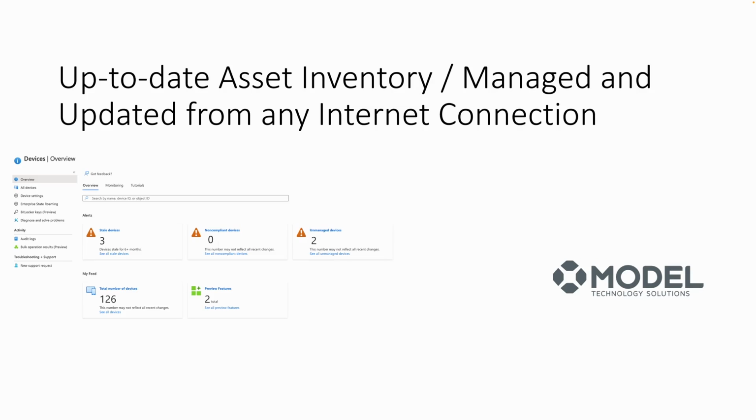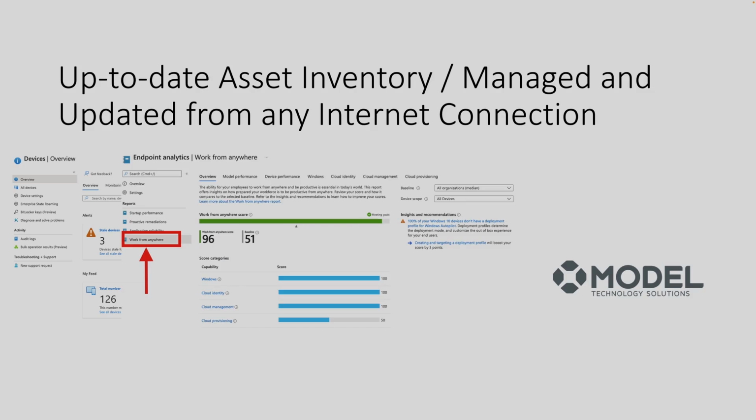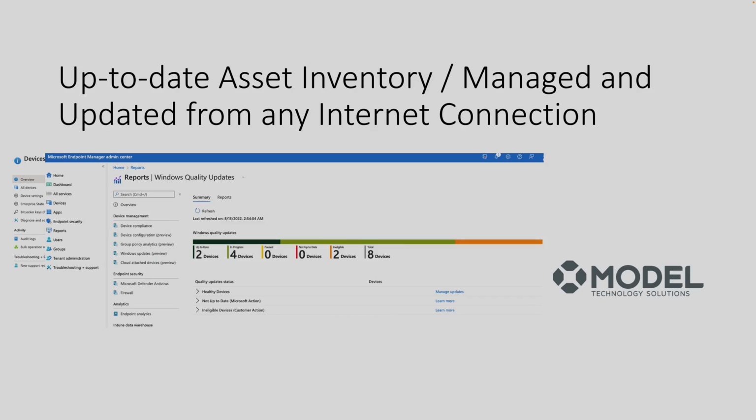Here's a great example of a dashboard you would see. You'd see your number of stale devices, number of non-compliant devices, your number of unmanaged devices, your total number of devices on a very quick dashboard. So this is a view from something like Azure Active Directory. And then you take that same tool set and you bounce over into Endpoint Manager, or what was formerly Intune, the work from anywhere component. You can see what your score would be out of 100, right? So whether you're lacking in provisioning, management, identity, or your Windows device is just not capable of being able to work from anywhere, this is another kind of glimpse into those analytics that you would have.